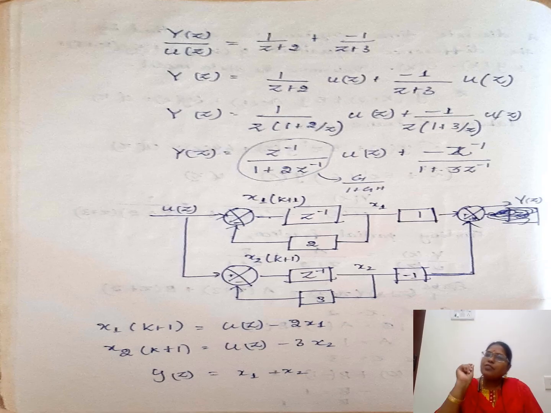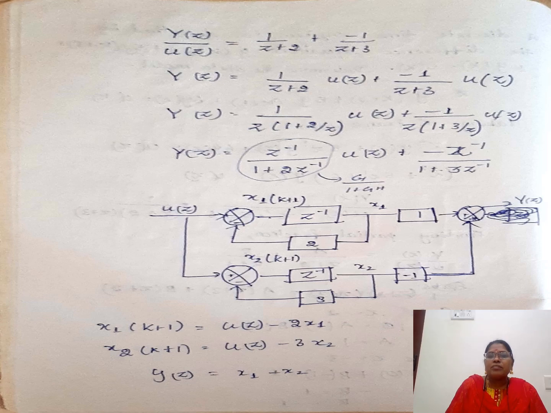In a differential equation, you represent the first order derivative as x dot. Here you have to make it as x of k plus 1. The k plus 1 represents the first order. If you put k plus 2, that represents second order. So I can write this as x1 of k plus 1 and this is x2 of k plus 1. What are the inputs connected to this x1 of k plus 1? This is u of z.